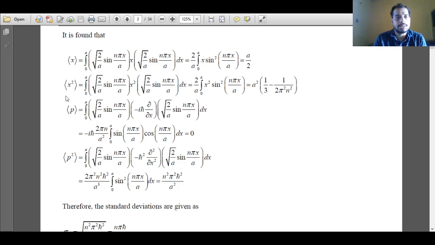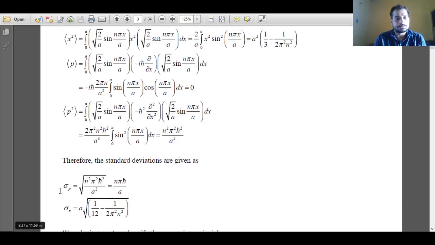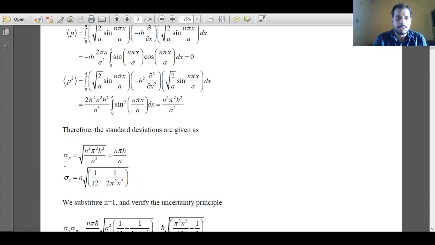This one we have already discussed. The expectation values for position and momentum we have already discussed in our one-dimensional box. There we also discussed that the expectation value of momentum is 0 and the expectation value of momentum square is n square pi square h bar square over a square. Now we have to find the variance with respect to momentum and the variance with respect to position, or rather the standard deviation. Variance means square, but we'll find the standard deviation, so we have to take the root.